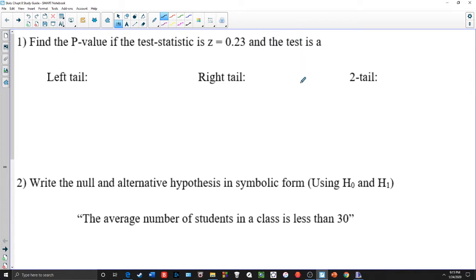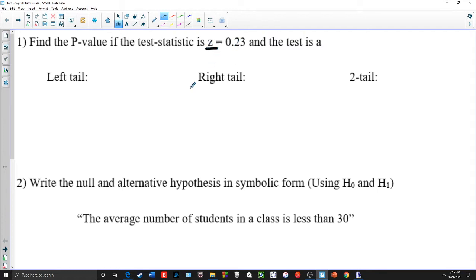So we're going to be taking a look at the Chapter 8 guide for stats. This is on the hypothesis testing for mean, proportion, and deviation. We're going to start with some of the basics of p-values and stuff. So the first question here says find the p-value if the test stat is 0.23 and it's a z-score.